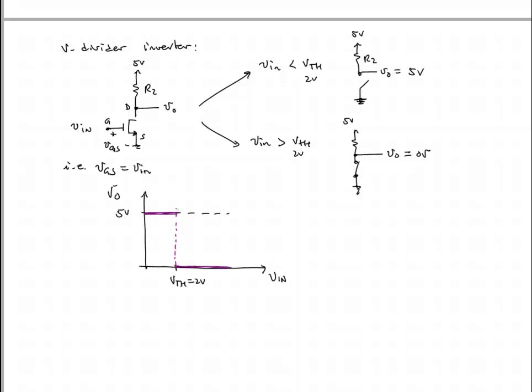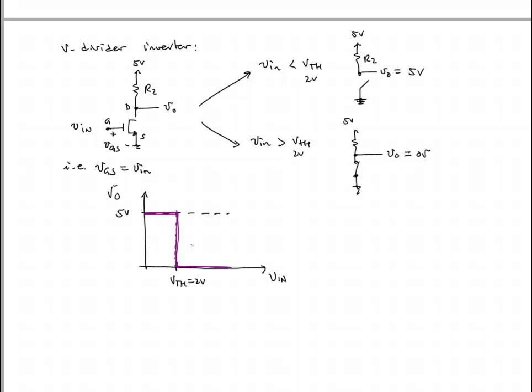Wow, this is really neat. We get an inverting function. And according to our model, when we transition from being high to low, it goes in a nanovolt. I mean, it goes in a femtovolt. Anything that's less than 2 volts results in the switch being open. Anything greater than 2 volts results in the switch being shorted, and so we have an ideal inverter.